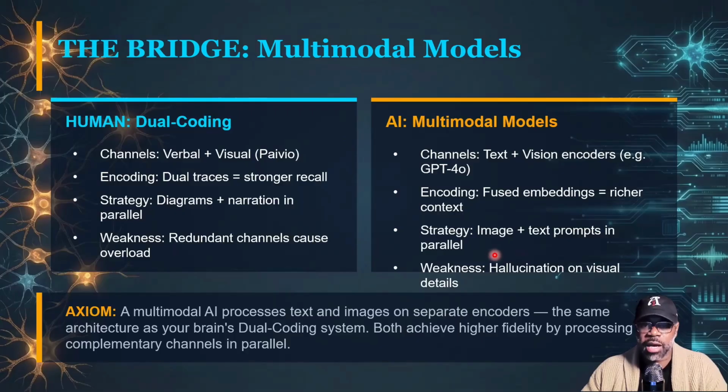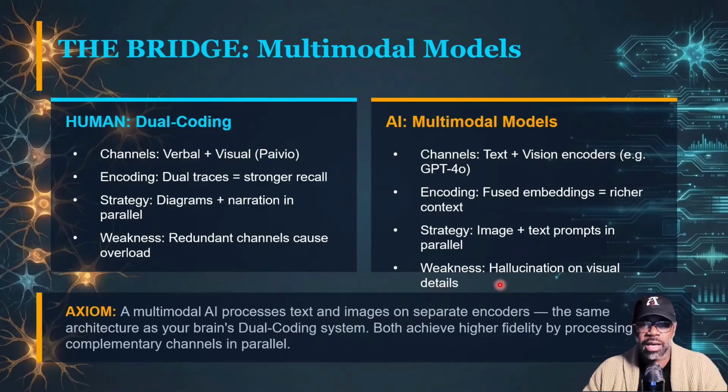On the AI side, a strategy could be something like an image and the text prompt in parallel. So imagine again, you have that context window. You may write a text prompt, but you may also add an image reference to that prompt to help you out a little bit. Now, the weakness on the human side is that redundant channels can cause overload. So again, you want to avoid redundancy as much as possible.